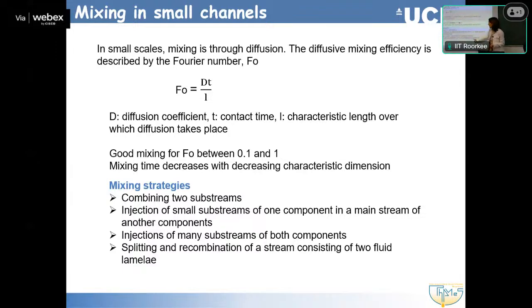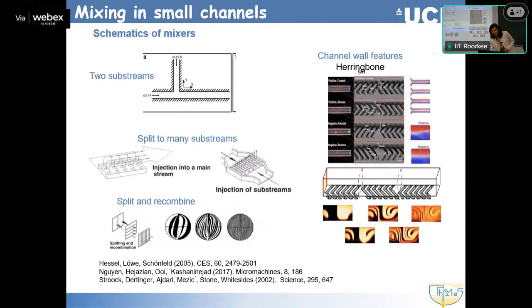Which is this one. And then there is this splitting and recombination approach to help reduce the thickness of the films and improve the diffusion mixing. So these are some schematics of the mixers. There is a lot of that in the literature. And as I said, people have used those from the beginning to actually try to improve mixing. For example, this one is very good for mixing gases.